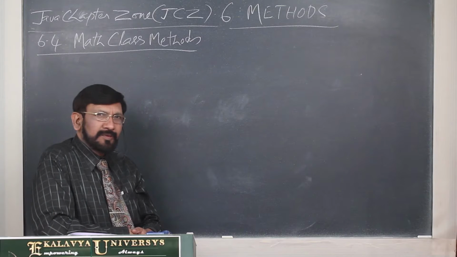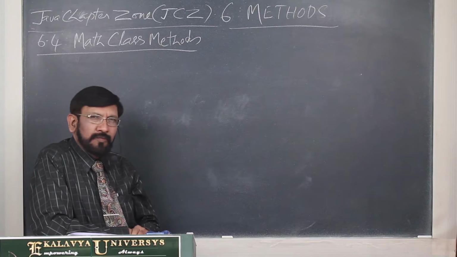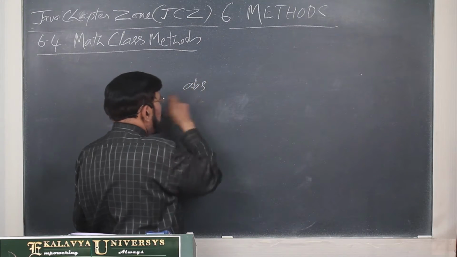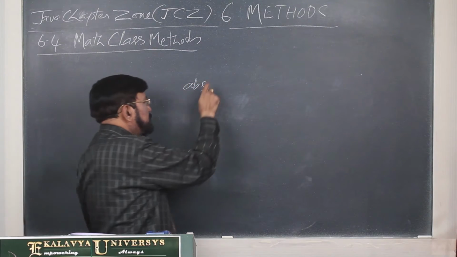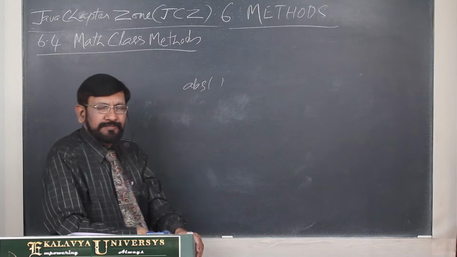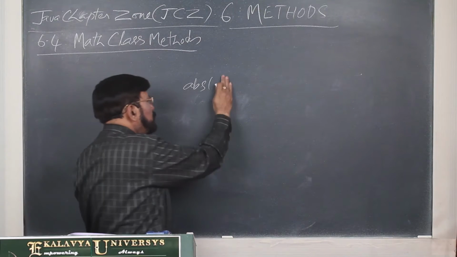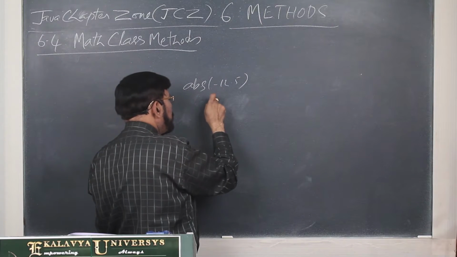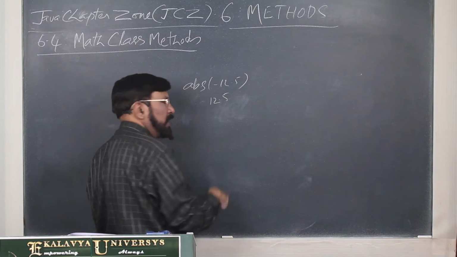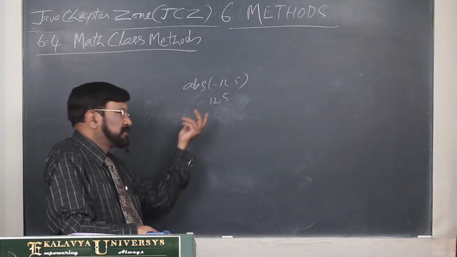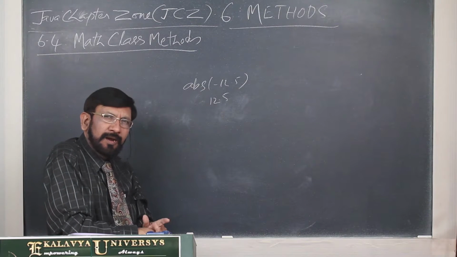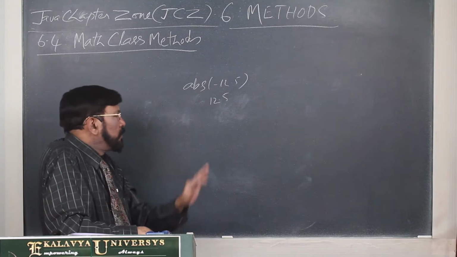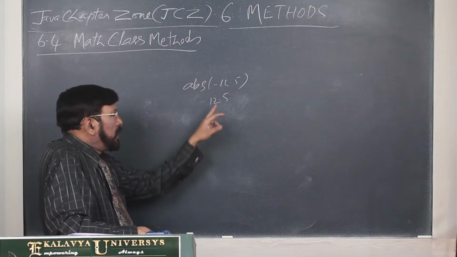Square root, you know that. Now pow, that means power, you know that. Abs represents absolute value. Absolute value means, if you give any minus value, it returns only the positive value. If you give a positive value, the same positive value is returned, and if you give a minus value, the minus is removed and only the positive value is returned.